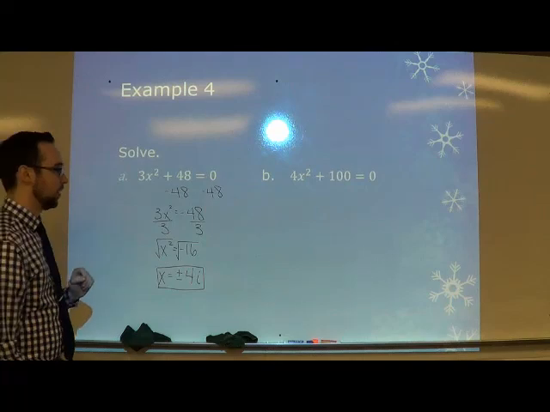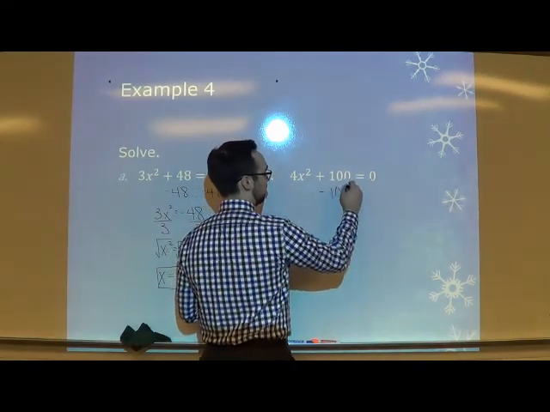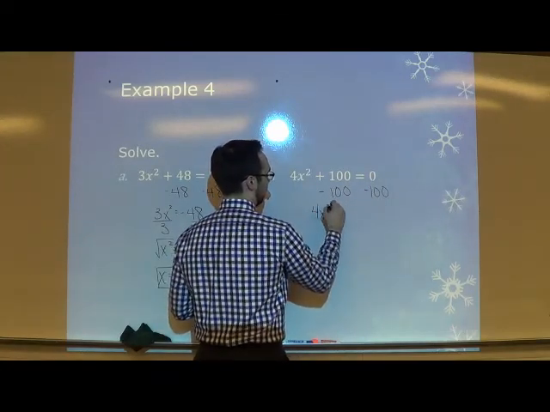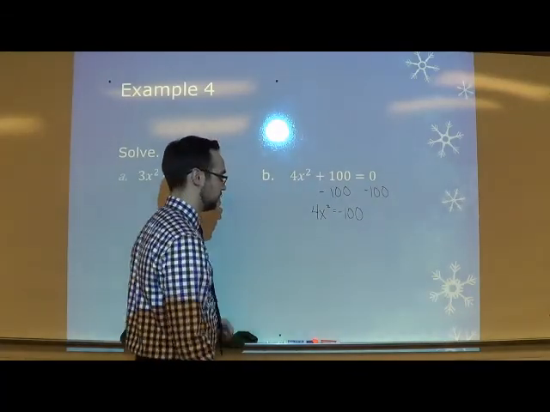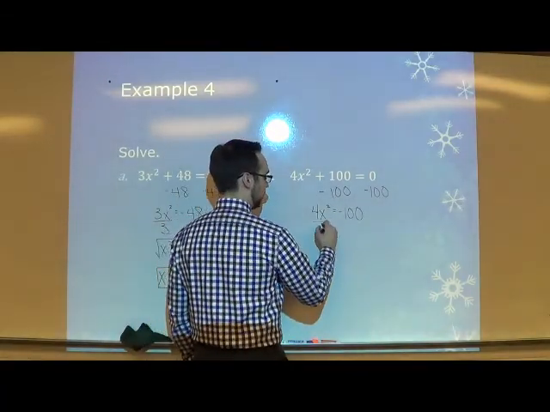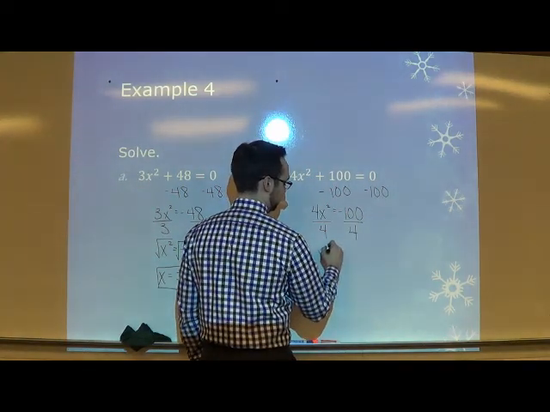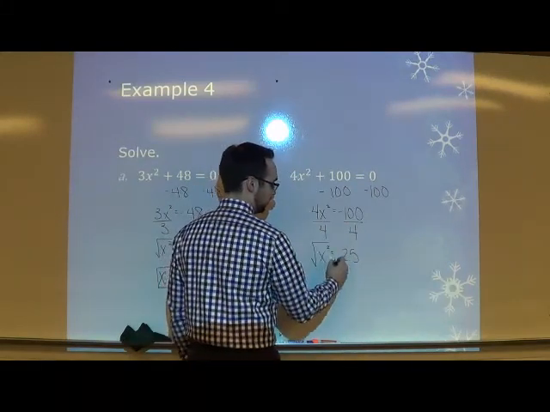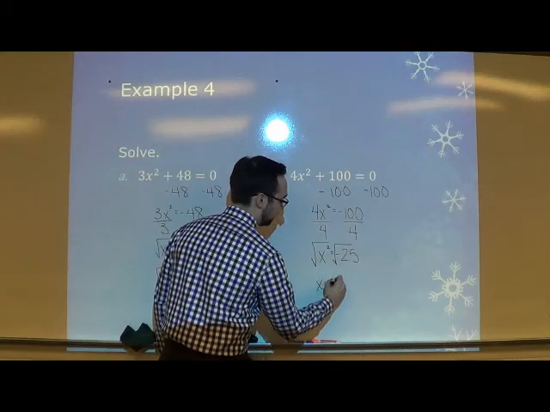Let's try again. 4x squared plus 100. Again, get x by itself. Subtract 100. 4x squared is equal to -100. So we divide by 4. X squared is equal to -25. Again, when I take the square root, we have to use the positive and negative version. So we have plus or minus.